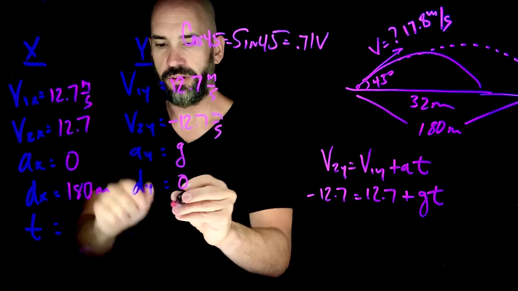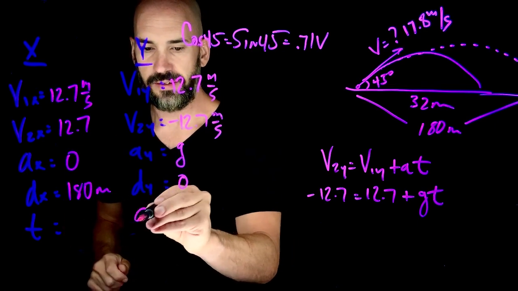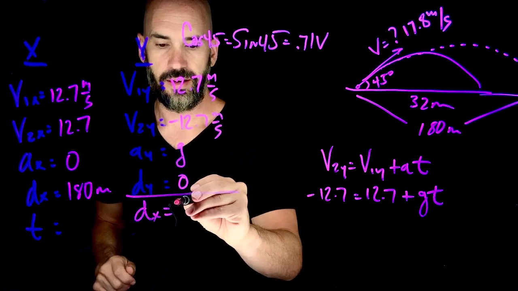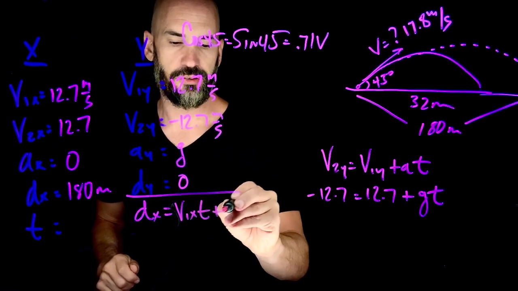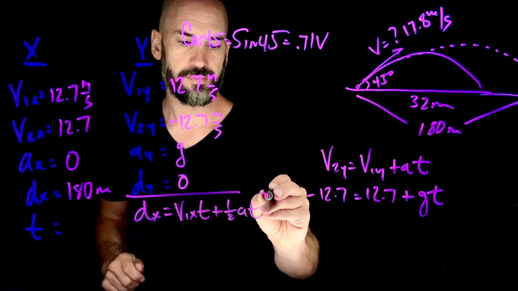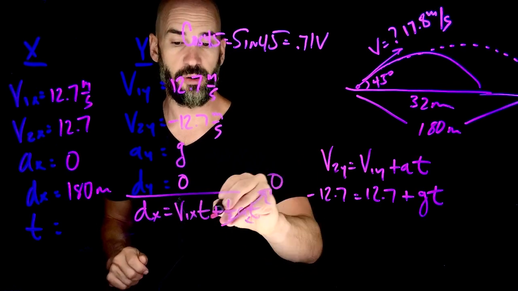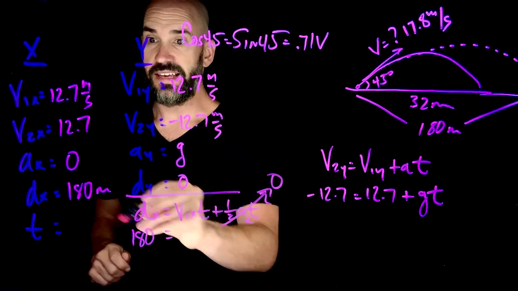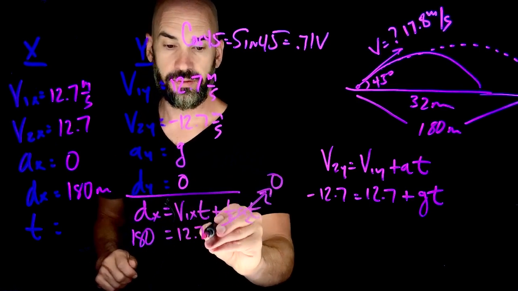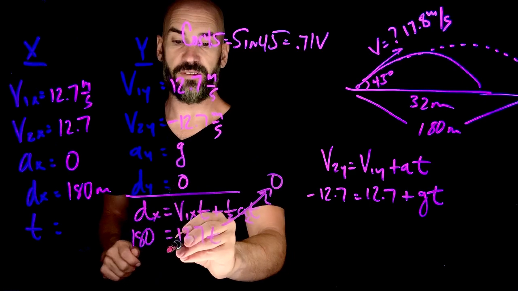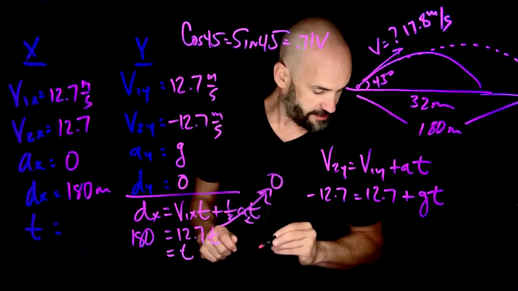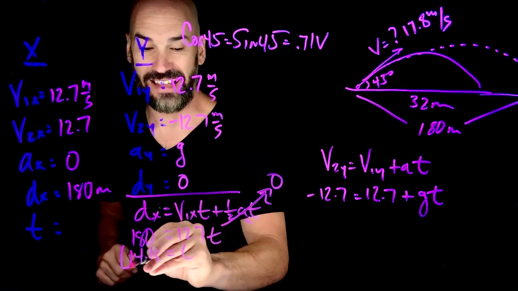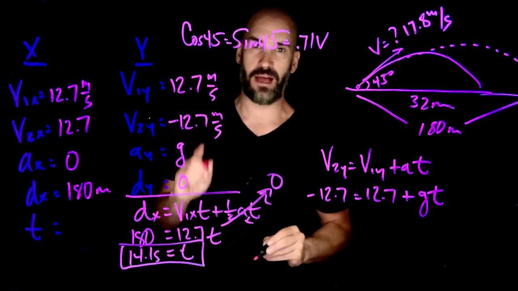I am going to use my dx equals v1x t plus 1/2 at squared. Again, I know that goes to 0, which makes my life really easy. This will be 180, and this is just 12.7. Oh, look at that, I can solve for t quite easily. And for t, I get 14.1 seconds. This thing is hovering in the air on the Moon for 14.1 seconds. I would love to see that.